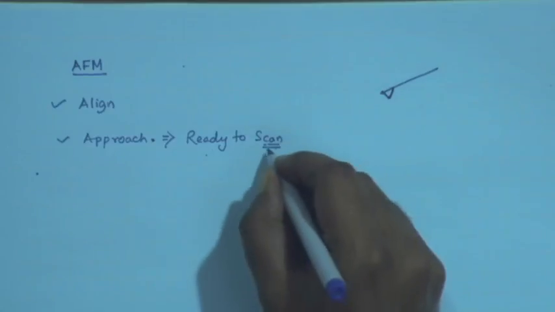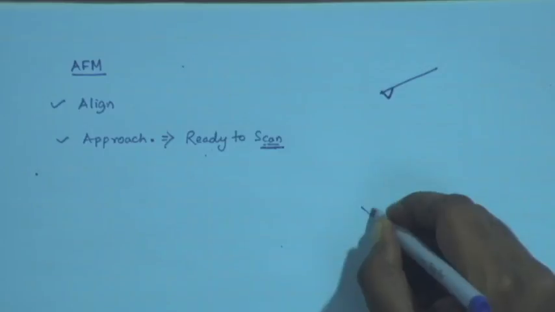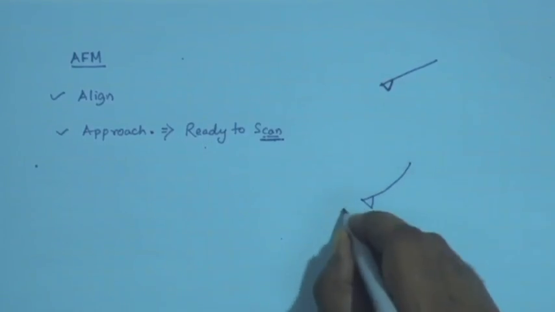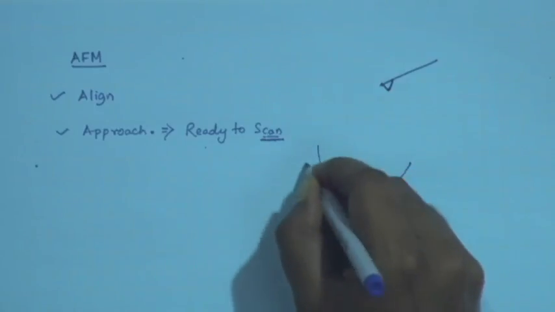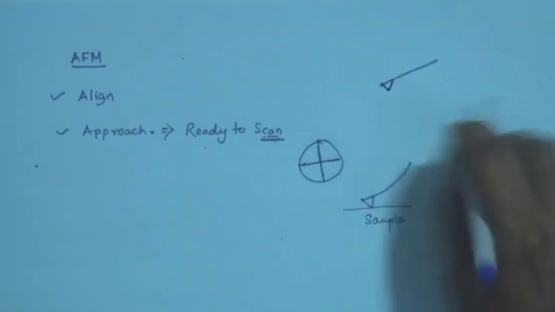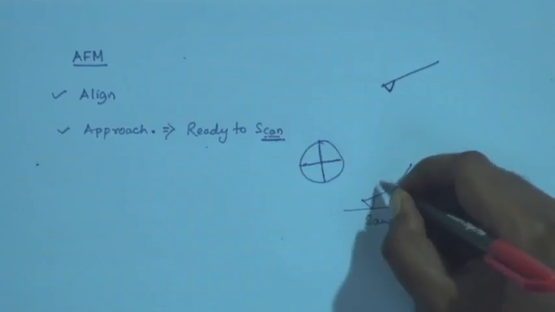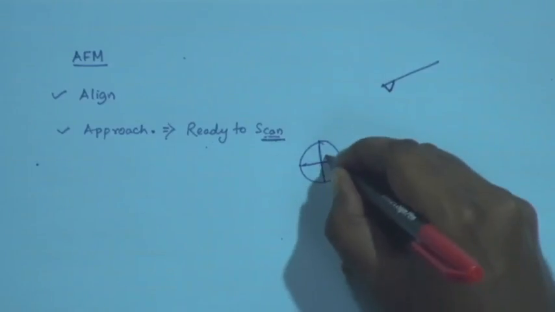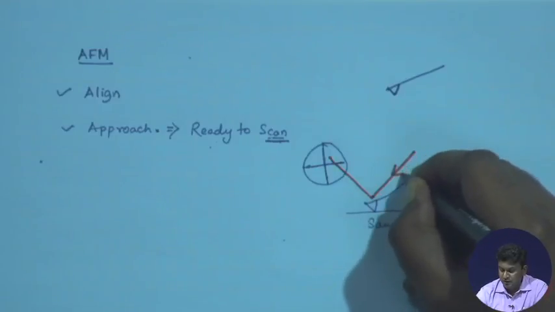So, the AFM is now aligned, it has approached, and it is therefore ready to scan. And so, now if we try to draw it here for our own understanding, the sample is now in place, you have the QPD because the laser source is there. So, I mentioned that approach can be achieved by either moving the sample from the bottom or the tip from the top.